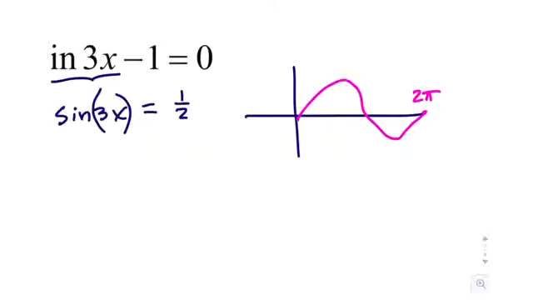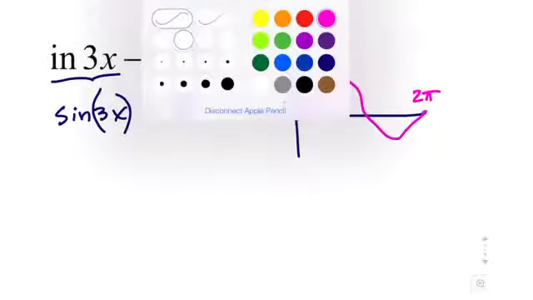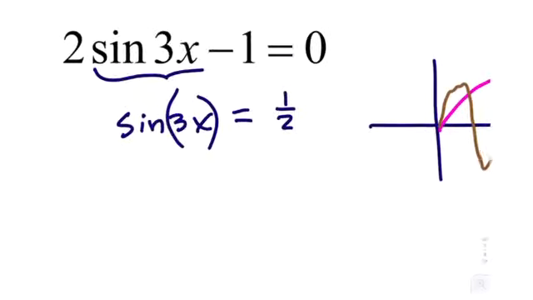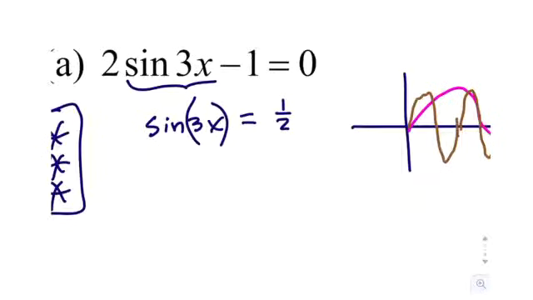Not vertical stretch, horizontal compression, right? You're going to have 3, that's your b value. You're going to have 3 cycles instead of just the 1, right? So if within 1 rotation, let's do this. If we were just looking at 1 rotation, pretend like that was just sine of 1x equals 1/2, okay? Pretend. What would x equal?